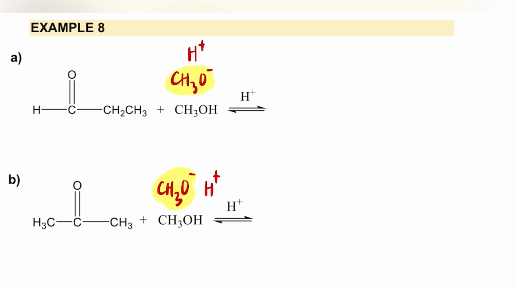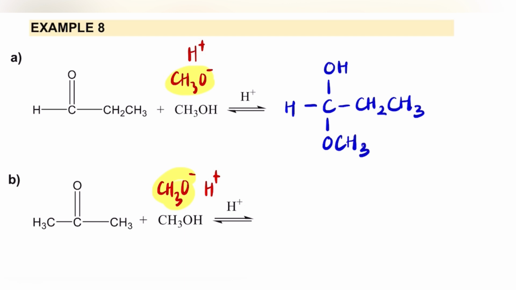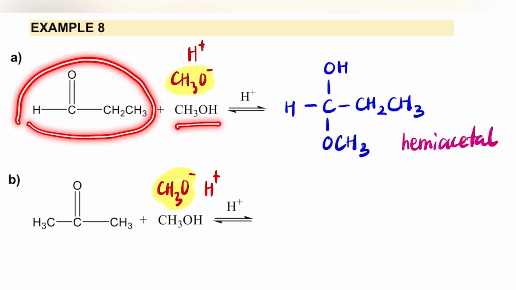So, I'm going to draw my structure for A first. So, for A, you have C. Okay, let's say saya letak kat sini adalah OH, and then saya ada H, and this one saya ada CH2, CH3, and then you got OCH3 here. So this is your hemiacetal. So hemiacetal will be formed as a product from reaction of aldehyde with alcohol.